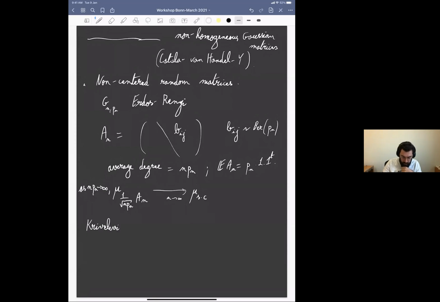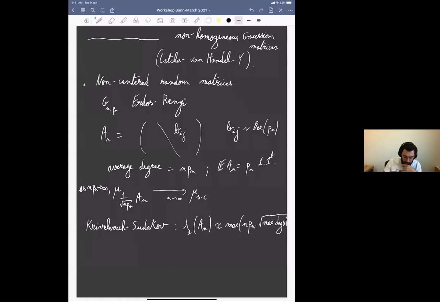And Sudakov, who basically showed that the largest eigenvalue of this adjacency matrix is of order the maximum between np and the square root of the maximal degree in the graph.